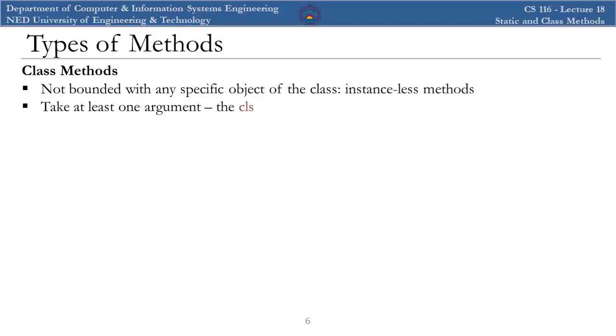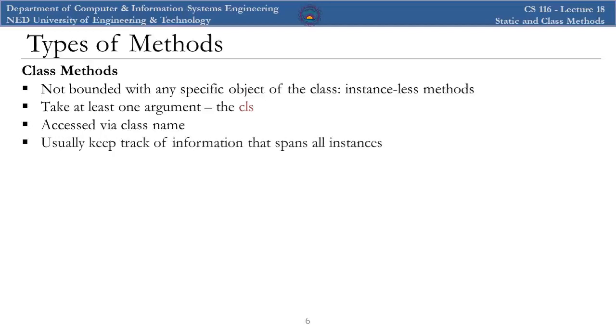Another way of explaining this could be, you see the difference between instance variable and class variable. You access instance variable using self dot operator, whereas you access class variables using class name. So the same difference lies here. You access instance variable using self dot operator, and you access class methods using class name. Okay, so they are accessed via class names.